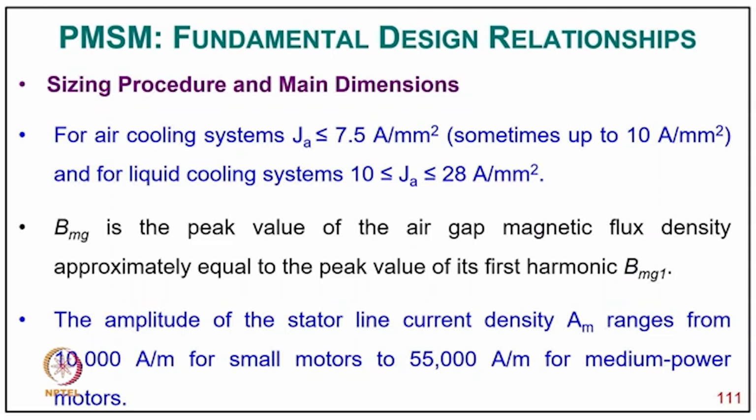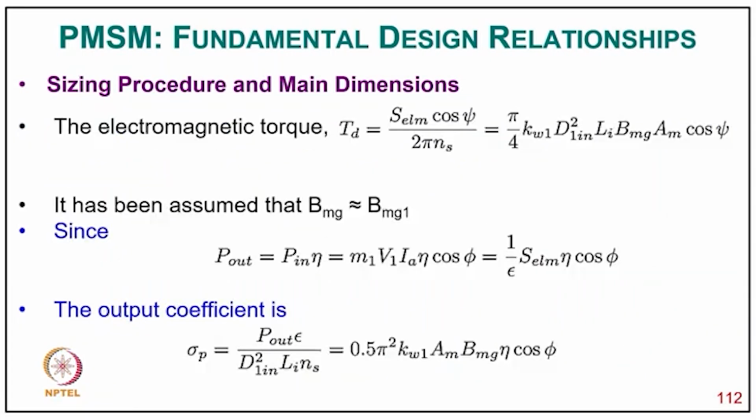BMG is the peak value of the air gap magnetic flux density, approximately equal to the peak value of the first harmonic BMG1, and the amplitude of the stator line current density AM ranges from 10,000 ampere per meter for small motors to 50,000 ampere per meter for medium power motors.